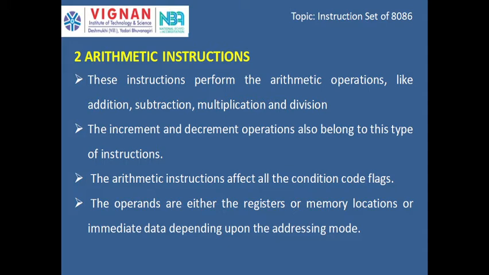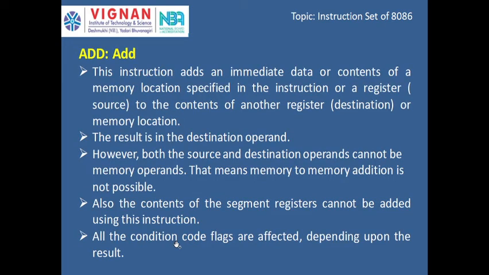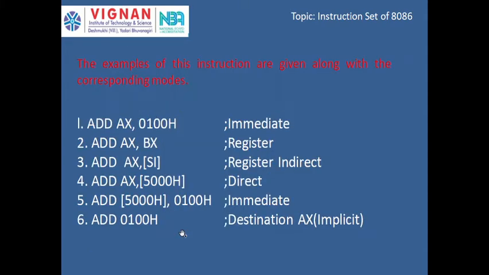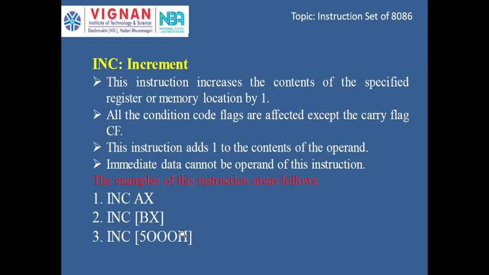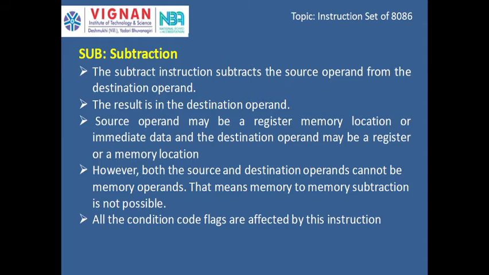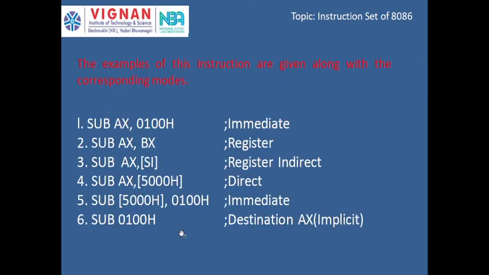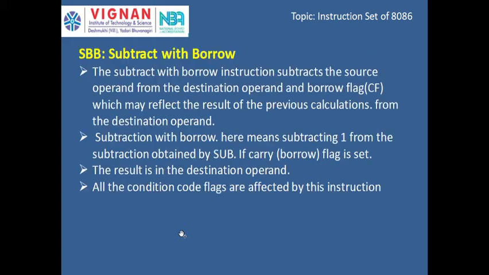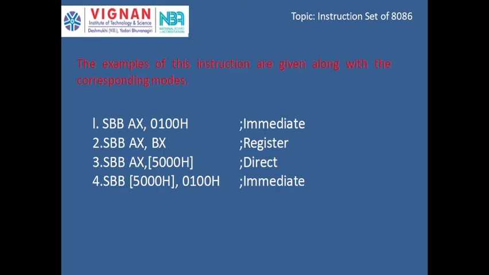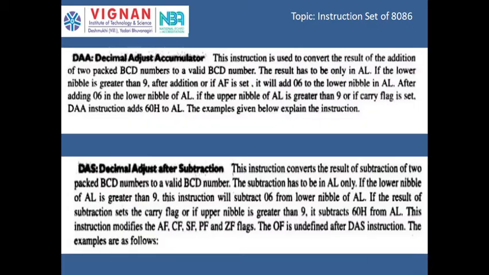In these arithmetic instructions, the operands may be either registers, memory locations, or sometimes immediate data, depending upon the addressing modes which we have already discussed. First, we'll go for the first instruction, ADD. First I would like to discuss all these instructions with examples. Then we'll take some data and see the exact operation, how the registers and the conditional code flags will be affected.